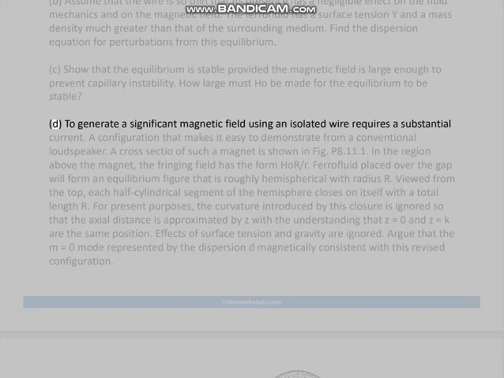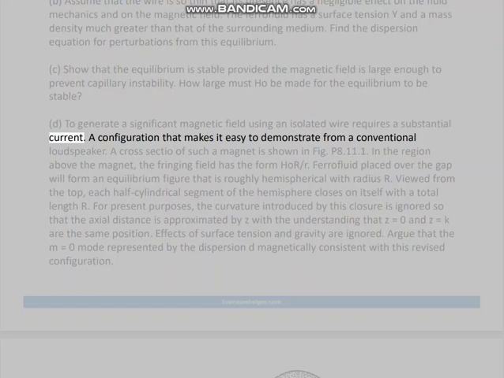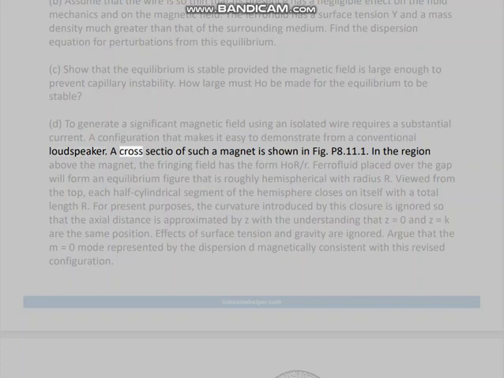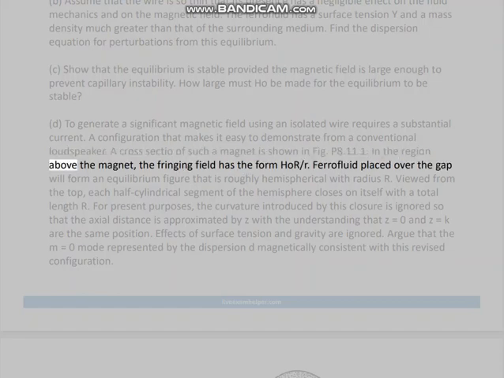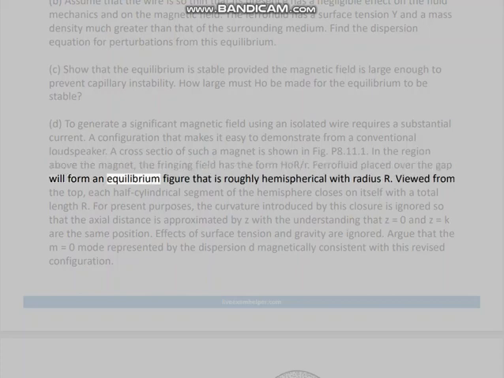D. To generate a significant magnetic field using an isolated wire requires a substantial current. A configuration that makes it easy to demonstrate is a magnet from a conventional loudspeaker. A cross-section of such a magnet is shown in Fig. P8.11.1. In the region above the magnet, the fringing field has the form H ∝ 1/r. Ferrofluid placed over the gap will form an equilibrium figure that is roughly hemispherical with radius r.